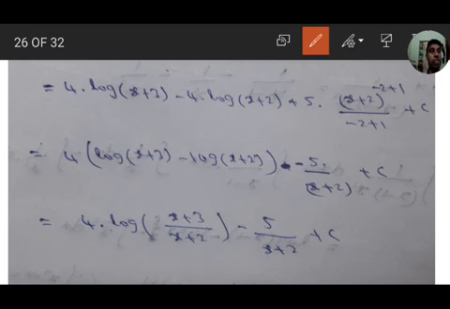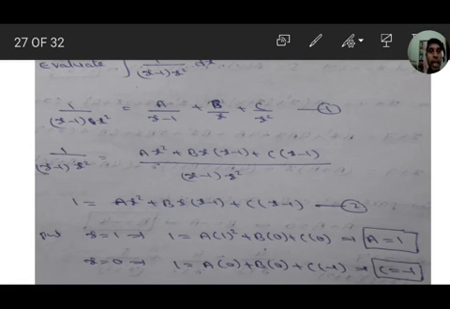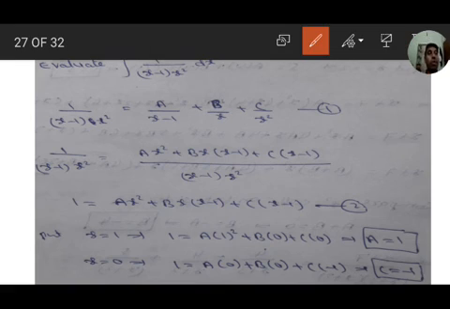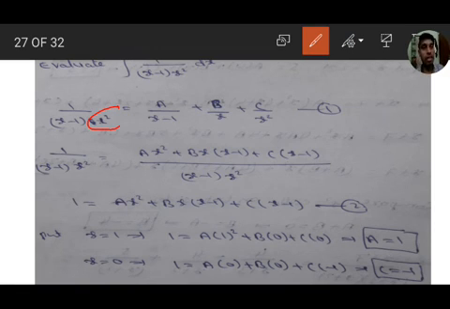Next, let us move to the next problem. Evaluate integration 1 by x minus 1 into x square dx. Here also we have only a linear factor x, which appears 2 times, meaning the linear factor is repeating. X square is the linear factor, x minus 0 whole square, which means the linear factor is repeating 2 times.